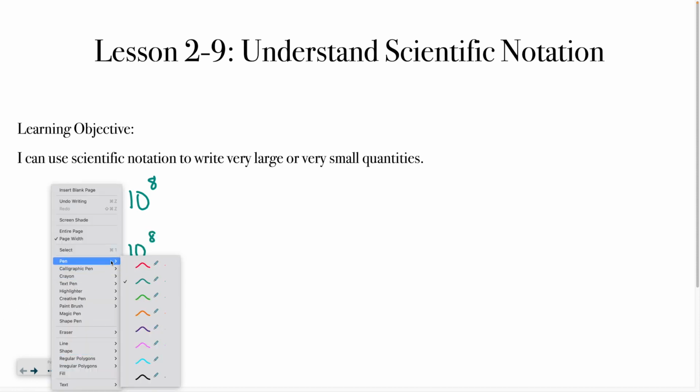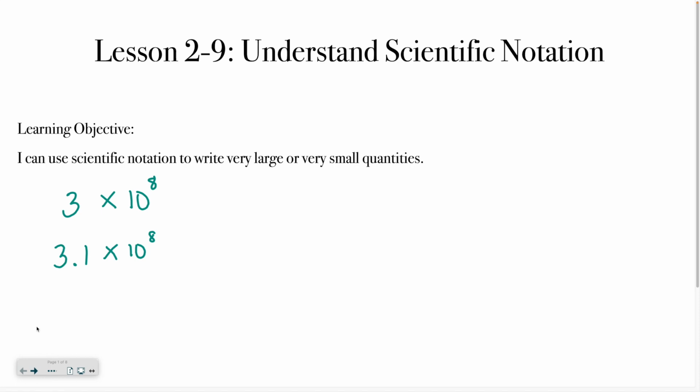You're also going to be asked things on your assignments like, is this written in scientific notation? So let's say I had 21.8 times 10 to the negative second. And you might be wondering, it's times 10 to the power of something. Why wouldn't that be scientific notation?